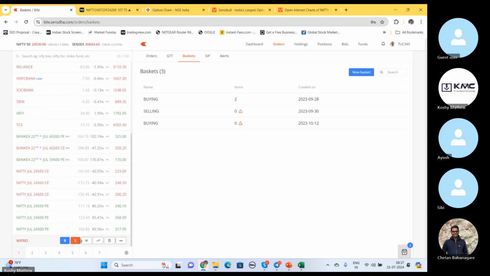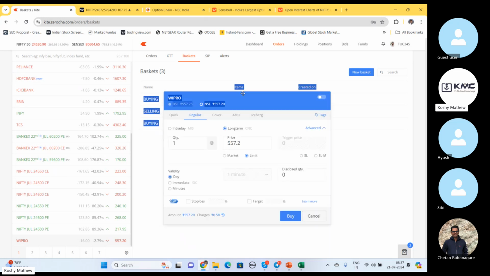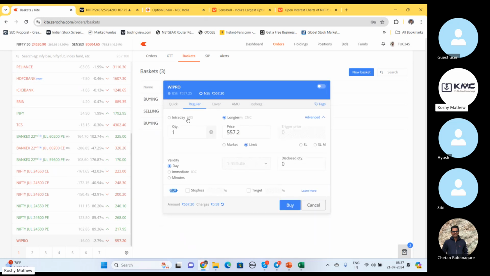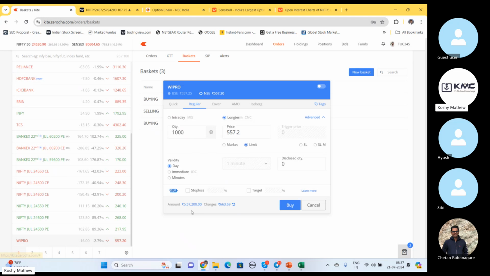See this. Click on buy. The option called long term means cash and carry. You're not going long term. You want to buy intraday. I've shown you this, I think. If I have to buy 1,000 quantity long term for Wipro, I'm spending 5,57,000. But for intraday, I'm paying only 1,11,000. You get 5x margin amount. So with this also you can play like this.